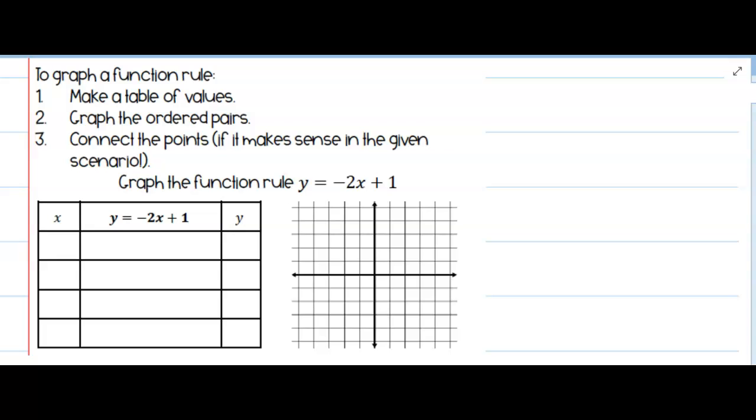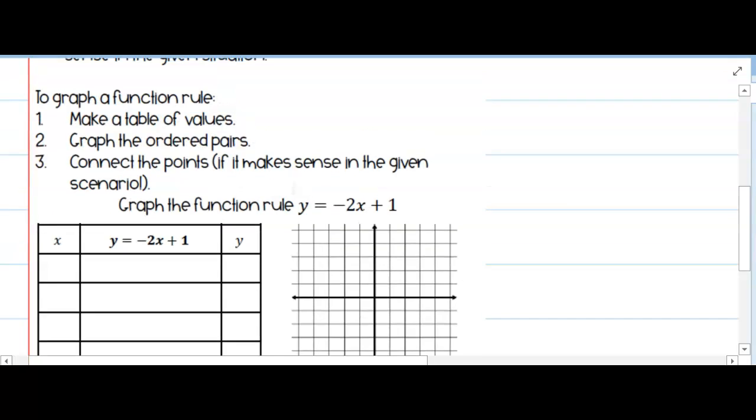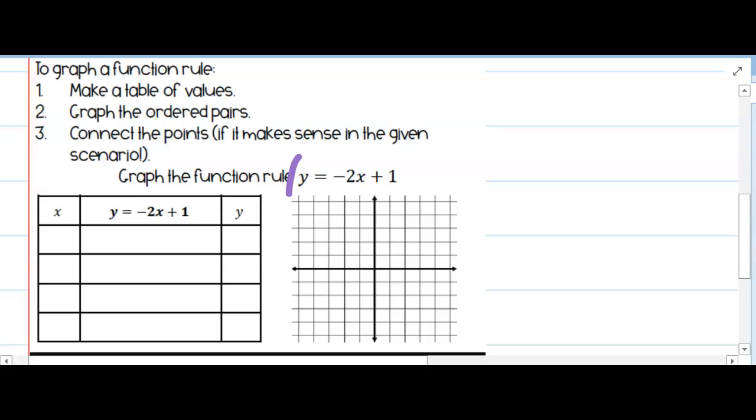So in a way, this is actually doing the opposite of what we did yesterday and the day before. Because yesterday we were given a table, or we were given a whole bunch of points, and I was trying to come up with the function rule. Today we're given the function rule, y equals negative 2x plus 1. I'm going to list out a bunch of numbers. I'm going to find a bunch of solutions.